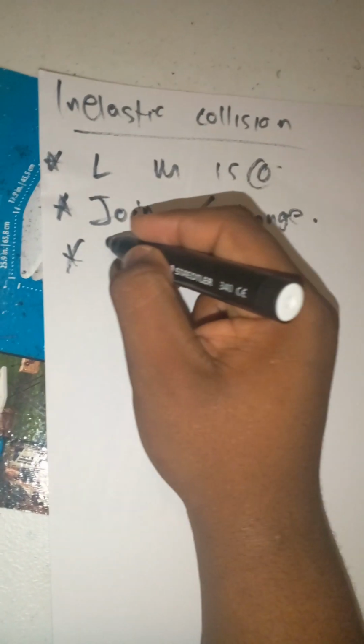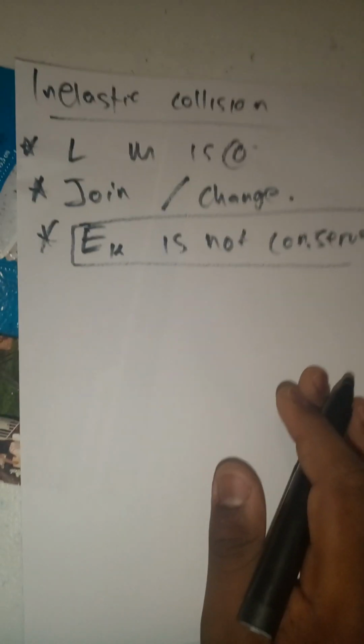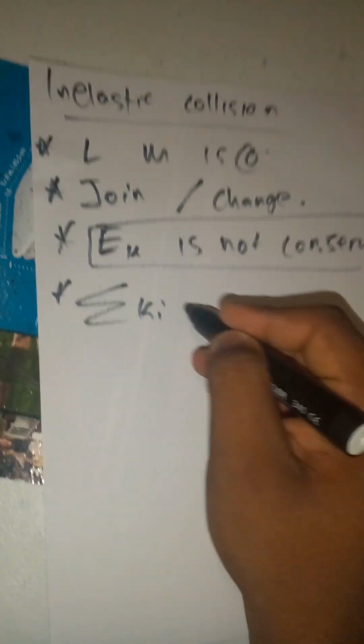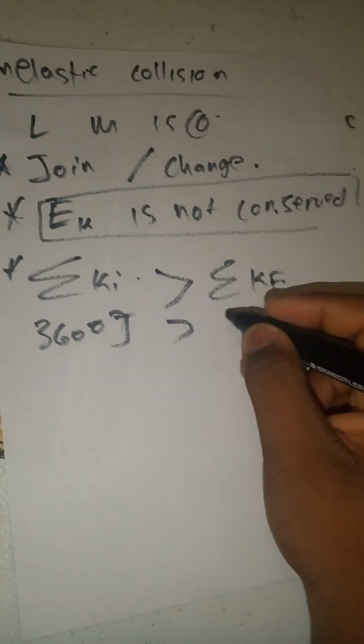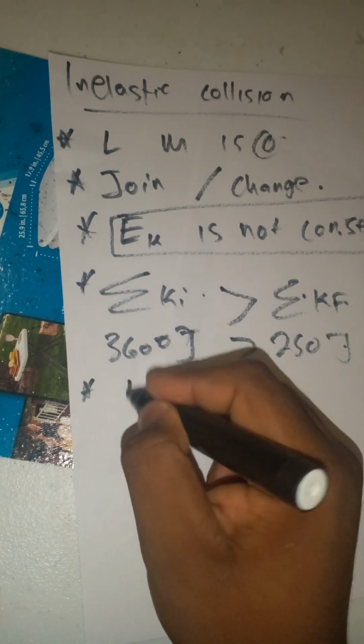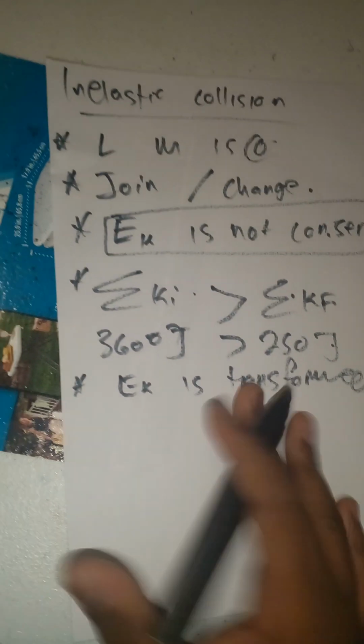Number three, the main thing you have to know is that under inelastic collision the total kinetic energy is not conserved, whereas in elastic collision the total kinetic energy is conserved. This means the sum of the initial kinetic energy is greater than the sum of the final kinetic energy. Initially maybe it was 3600 joules, and after it will be maybe 250 joules. I don't know, but you must know that the initial one must be greater than the final one. Lastly, the kinetic energy is transformed to other forms of energy, like heat, light, and so on.